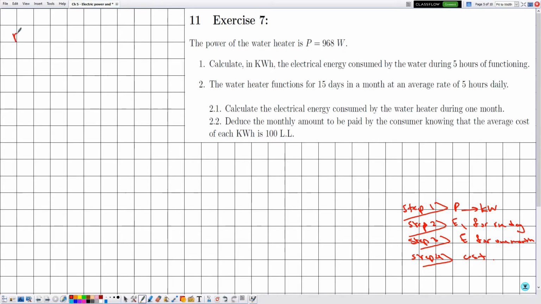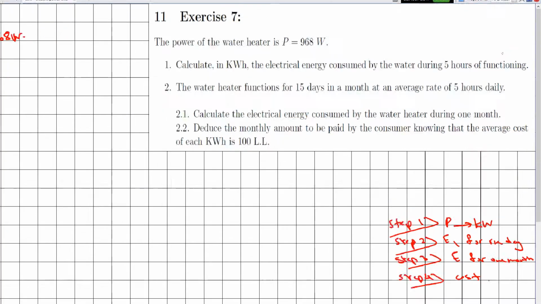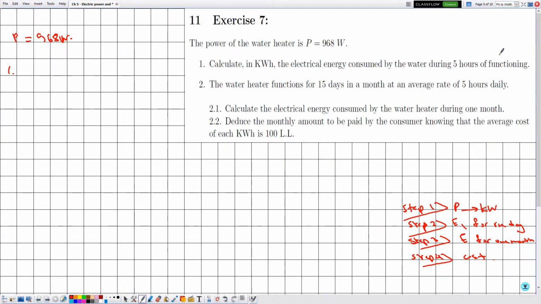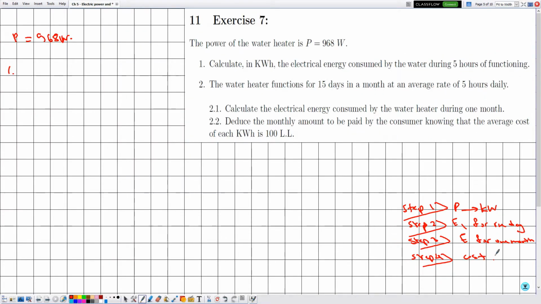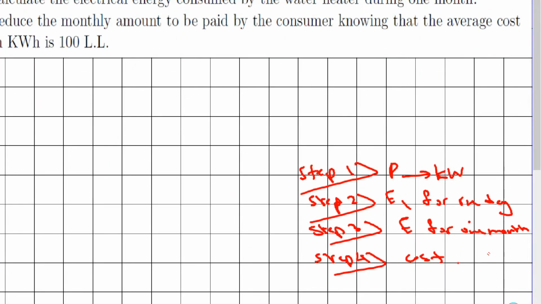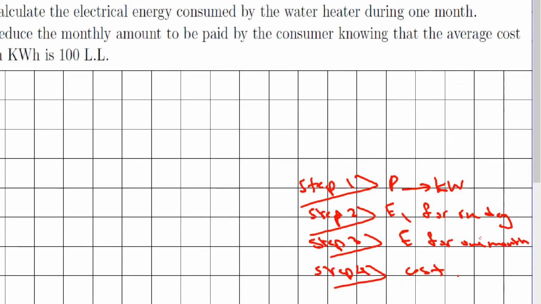Now P is equal to 968 watts. Now in number 1, they are telling me calculate in kilowatt hour the electric energy consumed by the water heater during 5 hours of functioning. Then we are interested in determining the electric energy. Since we are talking about 5 hours, these 5 hours are less than the duration of a day. So simply they are asking me about E1 for 1 day. So in order to determine step number 2, we need to proceed with step number 1.